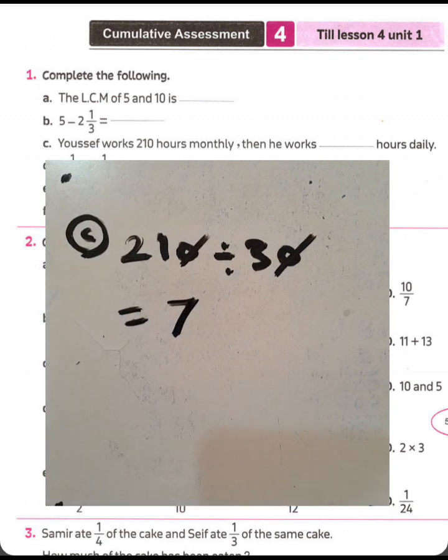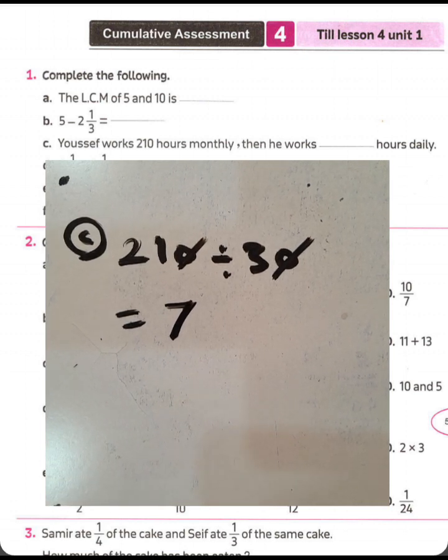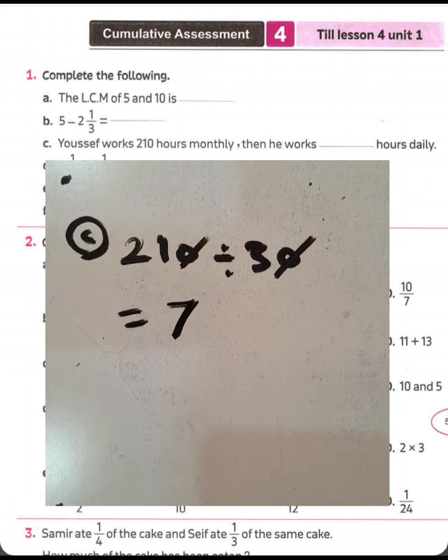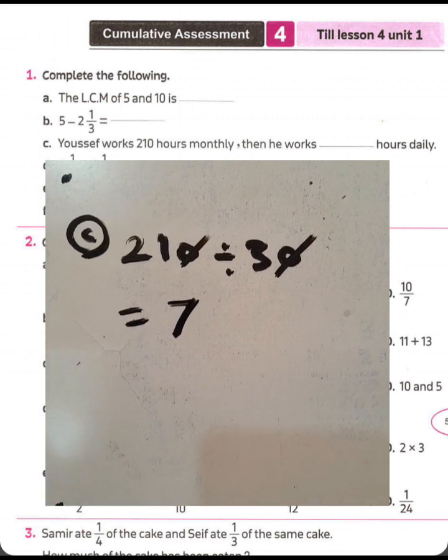Again, Yusuf works 210 hours monthly. Then he works blank hours daily. We can find the number of hours he works daily by dividing by 30, because he works 210 hours monthly. Understood?